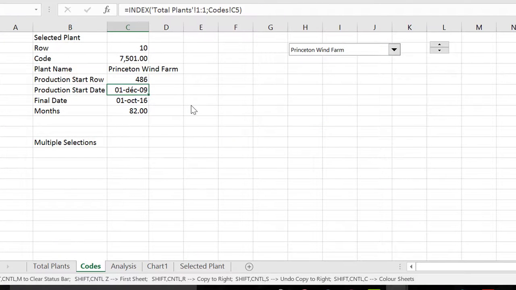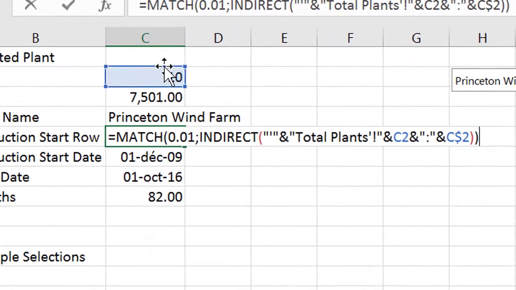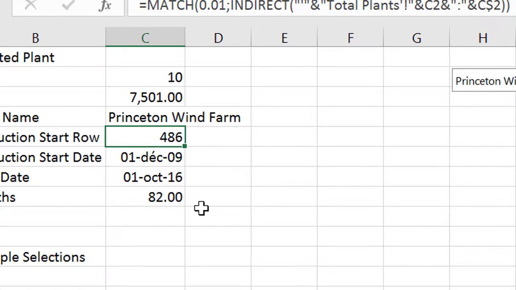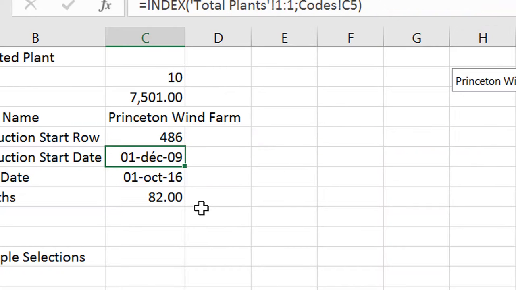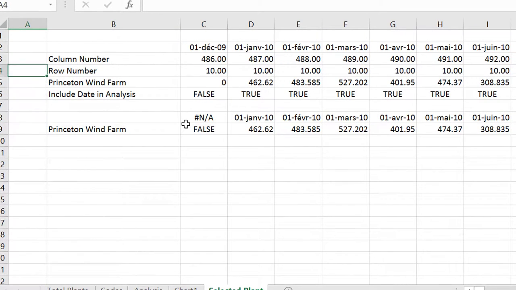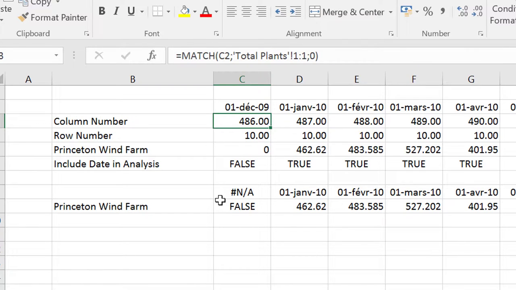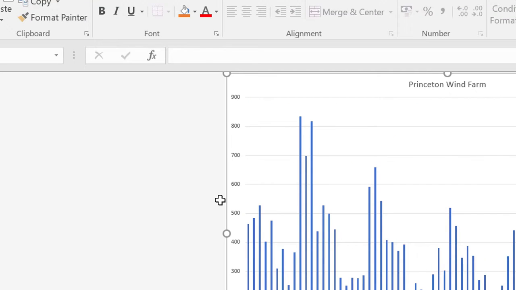And then if you want to see when the production starts, this is a tricky one. You use an indirect function, and you go down to row 10 and match it as soon as the data is a little bit different than zero, okay? And that's a match without an exact match, okay? And then you can get the production start, and then we go up here, start with the production start, and you put the code number and all that. The key thing is, on this, you use an index that looks at the entire row and the entire column, and you put a true or false whether you should include the date. Okay, so that's the general procedure.